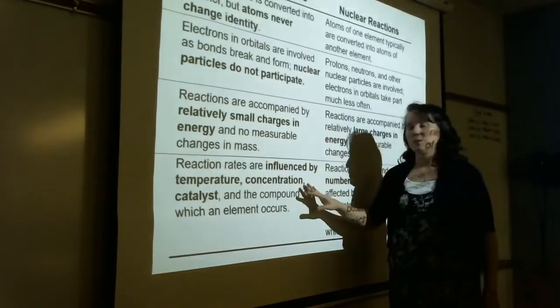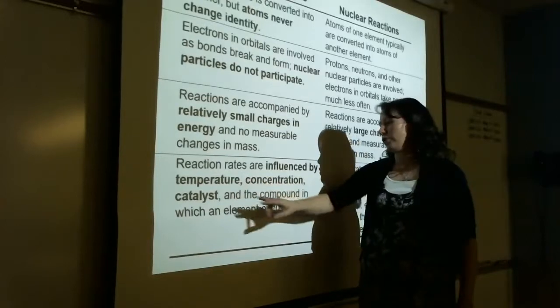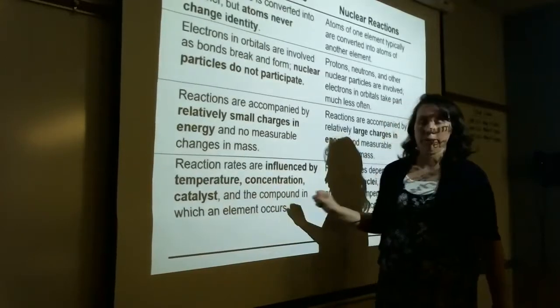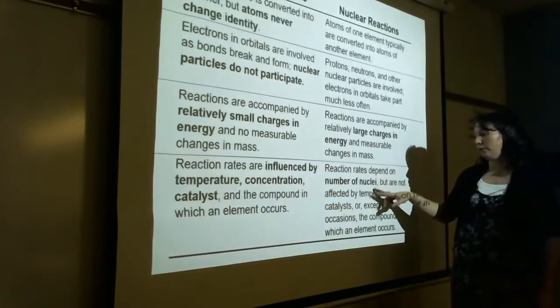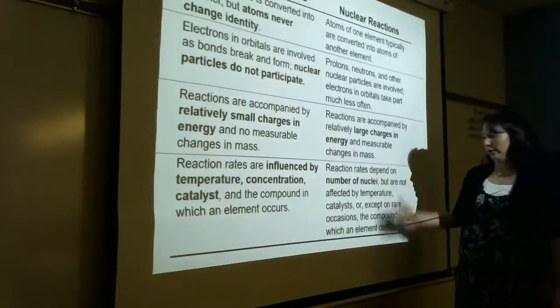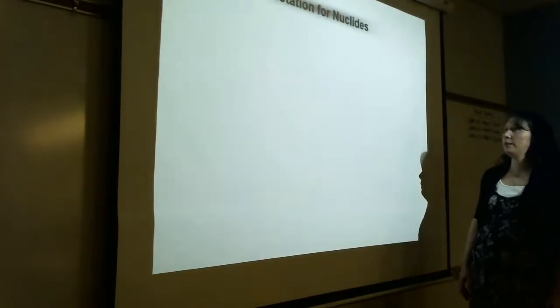And then what is the primary influence on rate? Think back to kinetics, right? Temperature, concentration, catalyst, and then the identity of the compound. Whereas here, the rates are primarily dependent on the number of nuclei, how many nuclei are undergoing the reaction. And catalysts and all that stuff, they don't really have any influence.